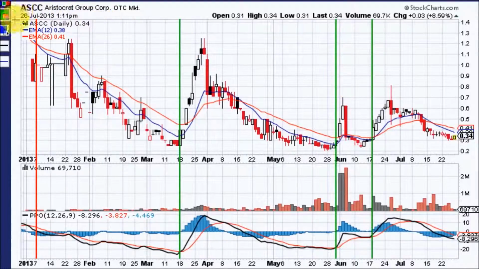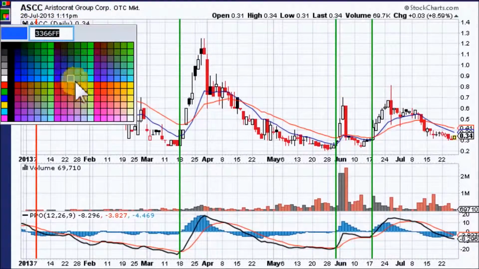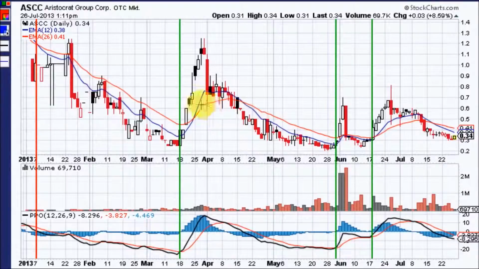Now let's look at a couple of these sell signals here. Okay, I see one right about in here. But the first one came right here. This is where the PPO crossed down through the red signal line, and at the same time the histogram, these blue bars, cross down through zero to become negative, and the stock falls.